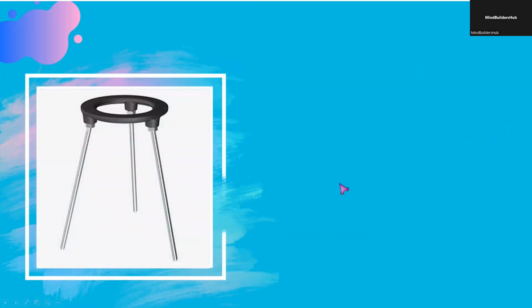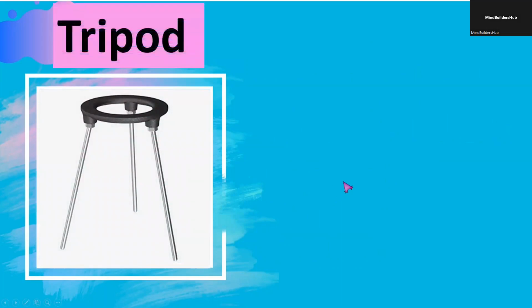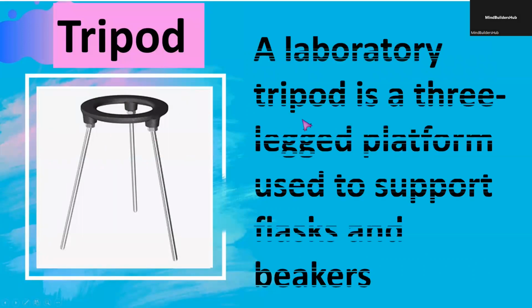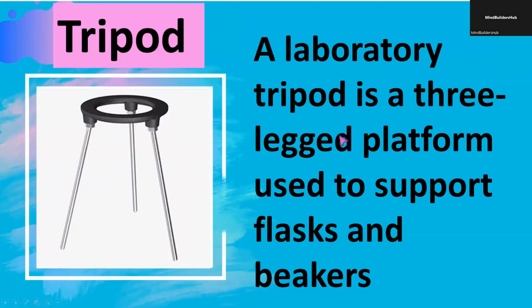Another is the tripod. You may put the wire gauze on top of this one. The purpose of the tripod is to support the flask or the beaker on top when they are being heated. So it is a three-legged platform. That is how we describe it.